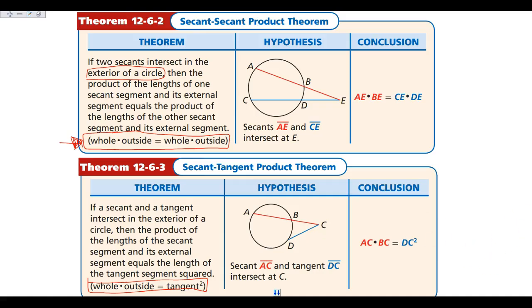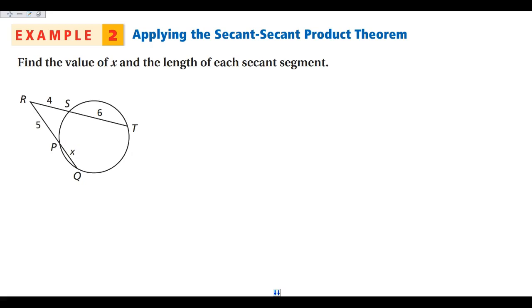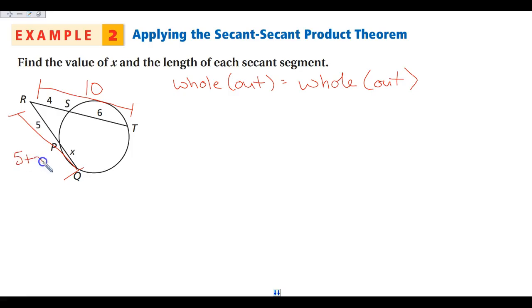All right, so let's take a look at what that looks like. I want to find the value of X here. I'm actually going to drop this down a little bit. I know that I'm looking at the external point here, outside the circle. So I'm going to be looking at the whole times the outside equals the whole times the outside. This whole secant has a length of 10. This whole secant has a length of 5 plus X. So my whole thing on the bottom for RQ is 5 plus X times the outside piece, which is 5. This piece on the outside of the circle is 5.